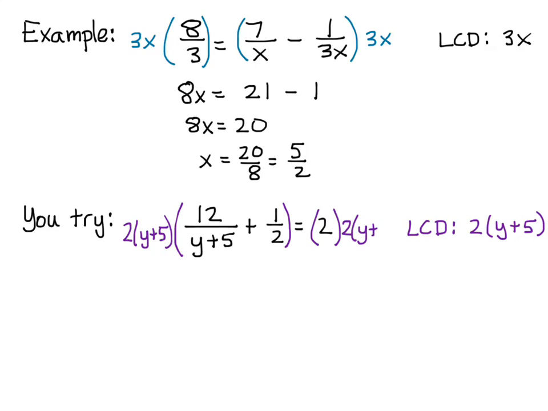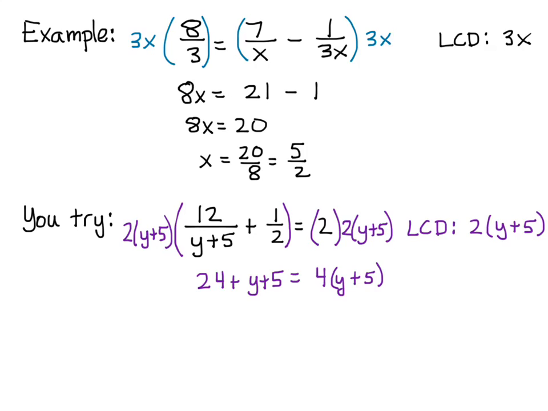And so we're going to multiply both sides by 2 times y plus 5. And so then when we multiply 2 times y plus 5 times 12 over y plus 5, you see the y plus 5's cancel, and I'm left with 2 times 12. And then I'm going to multiply 2 times y plus 5 times 1/2, and so the 2's cancel, and I just get a y plus 5. And then I have 2 times 2 times y plus 5, so I have 4 times y plus 5.